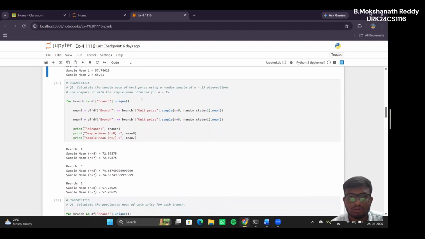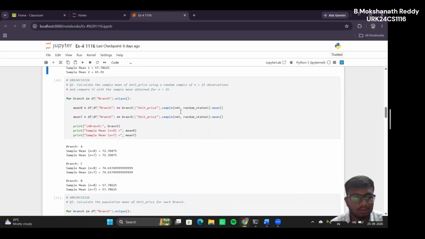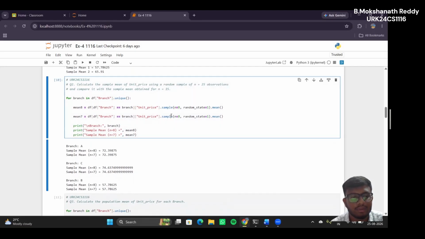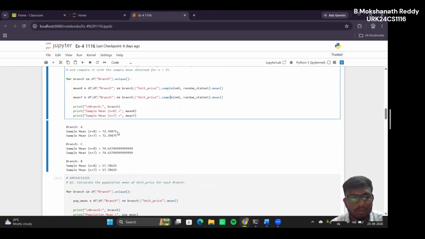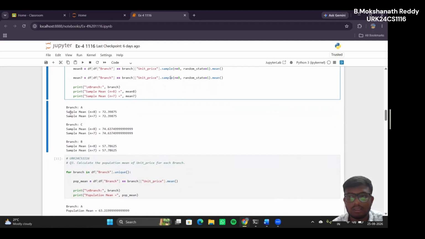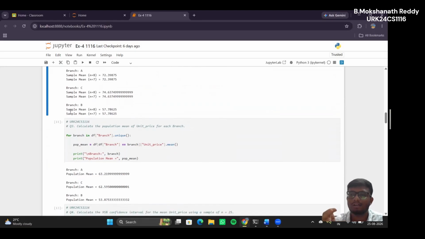Next we'll go to the second question: calculate the sample mean of unit price using a random sample of n equal to 25 observations, and compare it with the sample mean obtained for n equal to 15. For all the questions I take n equal to 8, because I don't have 25 values. This selects 8 records and compares both means branch-wise. The output is shown as sample mean for n equal to 8 and for n equal to 7 for all of A, B, and C.